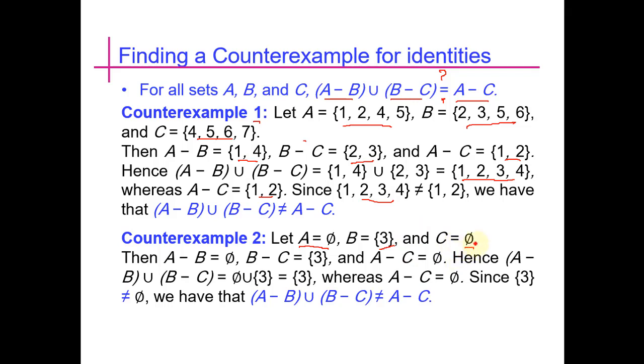And C is again phi, and now we see that A minus B gives us the empty set, but B minus C is {3} and A minus C is phi. So now the union will give us the singleton {3}, but A minus C is phi. So this is a simple counter example.